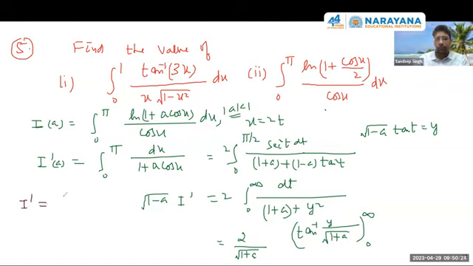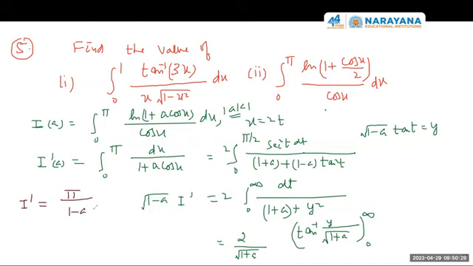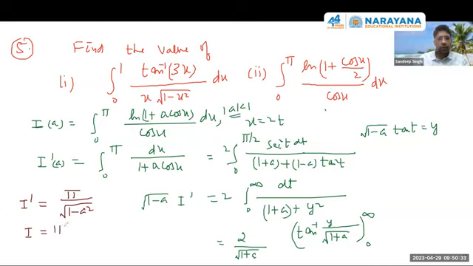Yes, sir. Pi upon 1 minus a square. Integrate both sides to get I equal to pi sine inverse a plus constant. From the initial condition again, what is I of 0? Equal to 0. Here you put a equal to 0, and make this fact to get the value of k from here, which is again 0.